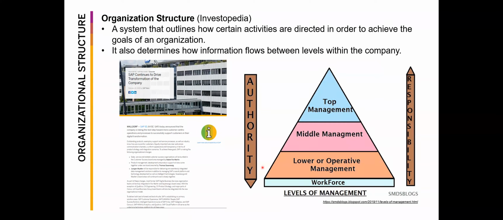You can see a sample here in terms of information flow from authority. Most of the authority is in top management, down to lower management or the workforce, but the responsibility for running the operations is focused mostly on the workforce. The workforce implements the decisions driven down, or trickled down, by the top management.